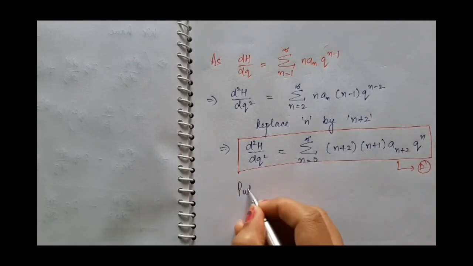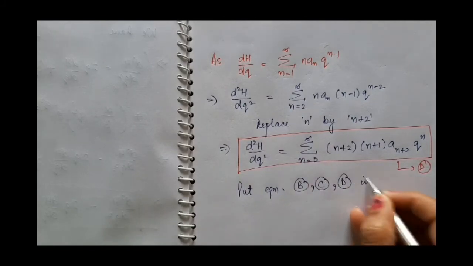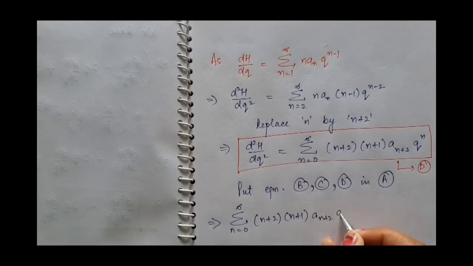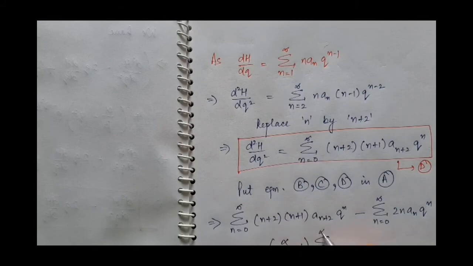And now put equation B, equation C and equation D in equation A, and you will get summation n varies from 0 to infinity, (n plus 2)(n plus 1) a n plus 2 q raised to power n, then minus summation n varies from 0 to infinity, 2n a n q raised to power n, then plus alpha by beta minus 1, summation n varies from 0 to infinity, a n q raised to power n, and this is equal to 0.